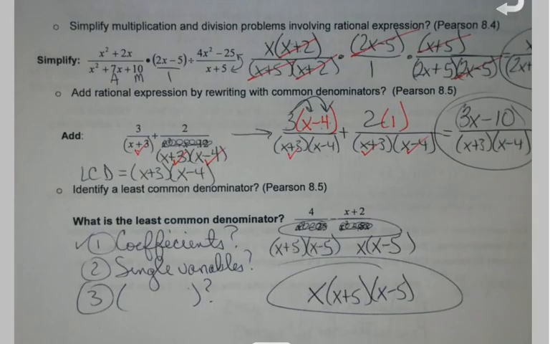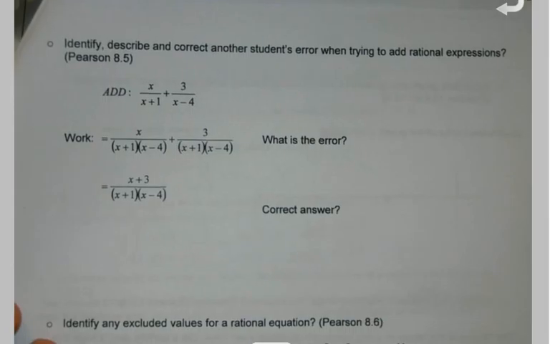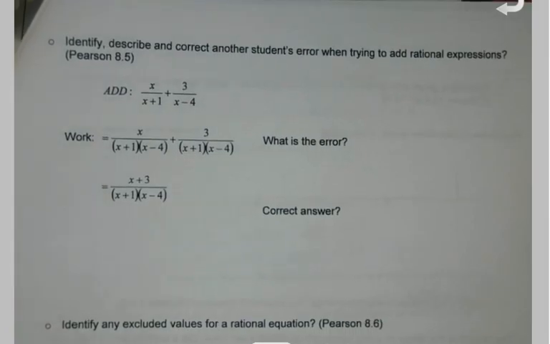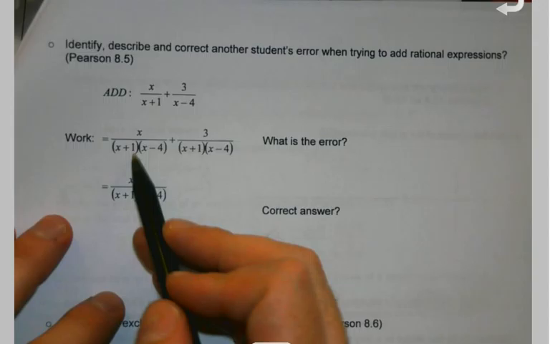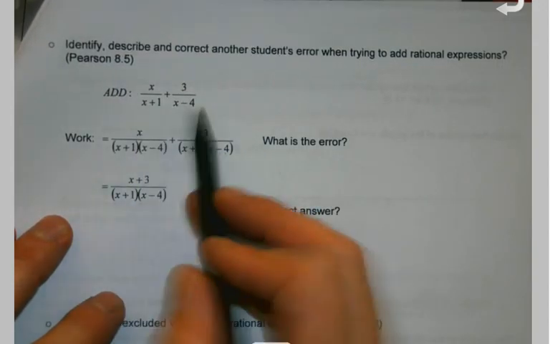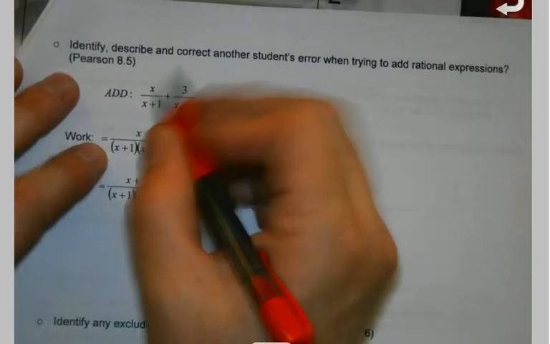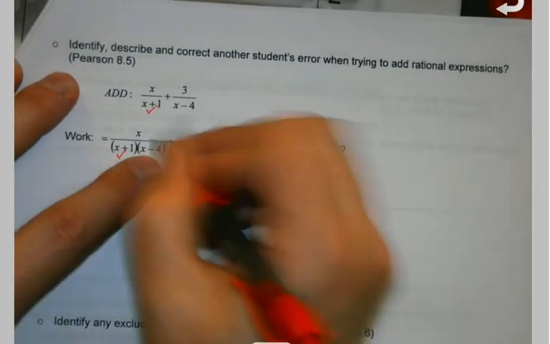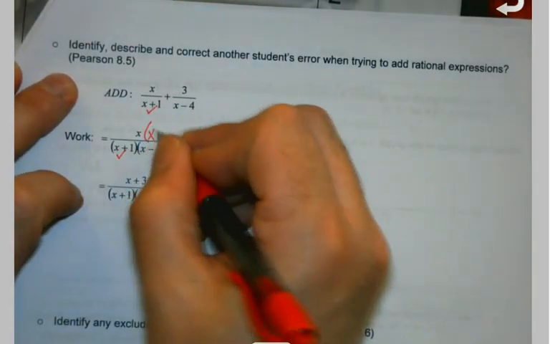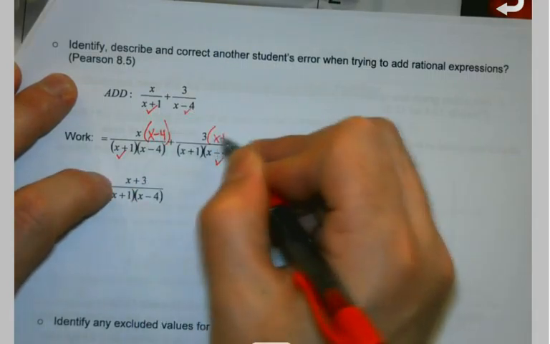Okay, so you're starting to see, you're like, okay, a little of it's starting to come back, but whew. All right. Identify, describe, and correct the student's error when trying to add the rational expressions. Here's the original problem. Okay, what's the error? Well, I noticed the LCD is right. They got that part. That's good. But wait a minute. Aren't they supposed to, when they're checking things off? Oh. Now I see what this person was doing. That was kind of silly of them.